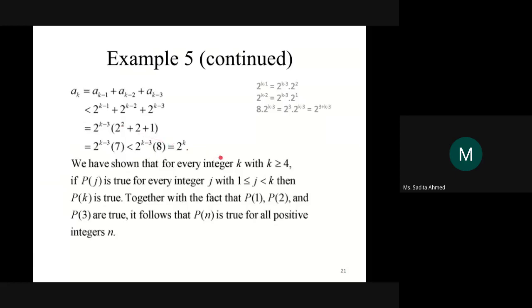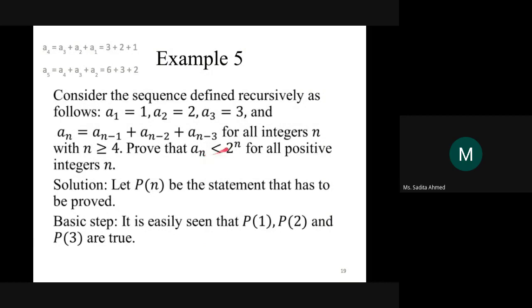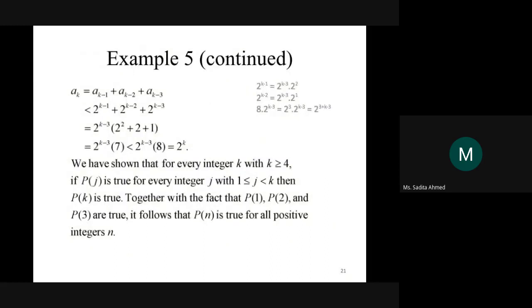So combined with the basic step and the inductive step, we can say that by the rules of strong induction, the statement AN less than 2 to the power of n is true for this sequence for all positive integers n. Okay? We can say that. Any questions regarding the proof? Okay. No questions. So notice some things here.